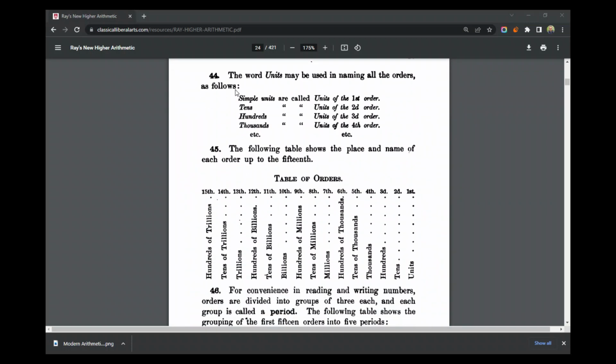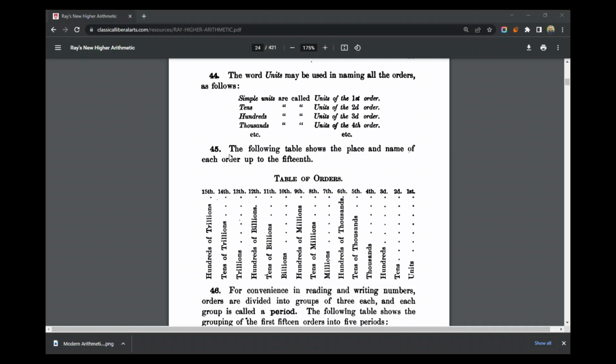Moving on to Article 44. The word units may be used in naming all the orders as follows. Simple units are called units of the first order. Tens are called units of the second order. Hundreds are called units of the third order, and thousands are called units of the fourth order. And it goes on higher into higher orders, as we'll see below.